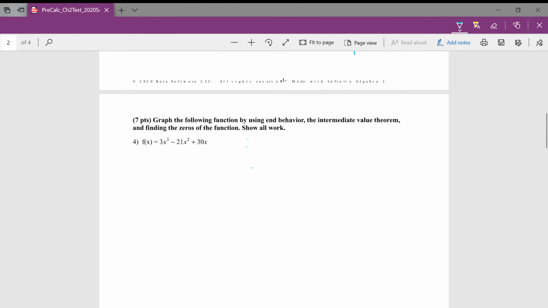For this one, we're going to have to graph the function. So the first thing you do, just like the other problems, degree is 3, so that is odd. Lead coefficient is positive 3, that's positive. So our graph is going to be like this. This is our end behavior for our graph. Okay. Now, the next thing we have to do is find the zeros.